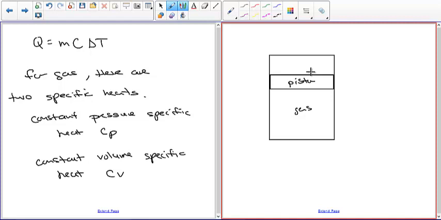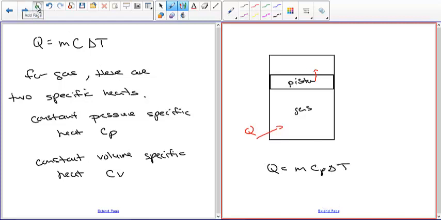So if I added a certain amount of energy, I'm going to put some heat in here, and the piston moves up. If I put heat in here, it's going to get hotter, and it's going to cause the piston to go up. Under those circumstances, the heat transfer is equal to the mass times the constant pressure specific heat times the measured change in temperature.